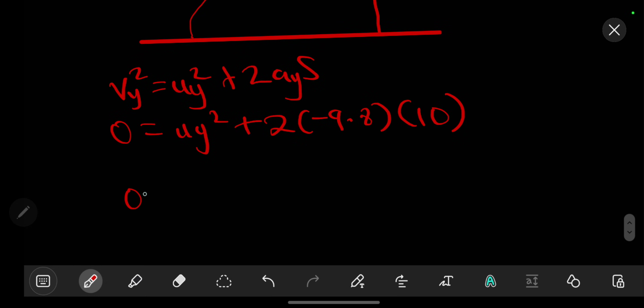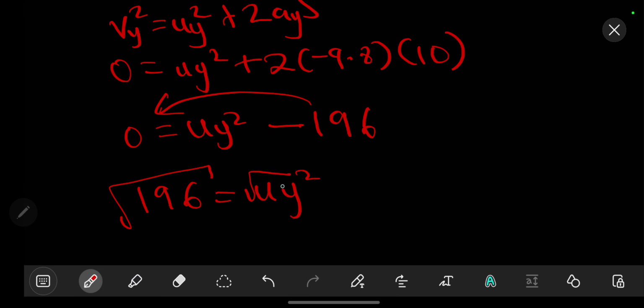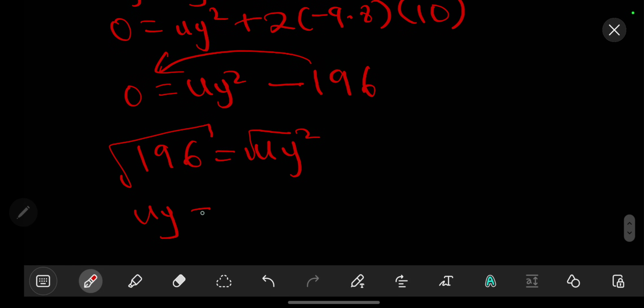So we are going to have 0 equal to uy squared. Then when we multiply this, we are going to get a negative 196. We take this value here, we have a positive 196 equal to uy squared. The square root of 196 will give us a value of 14. So the velocity in the y direction is equal to 14.